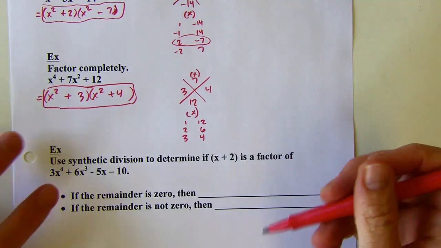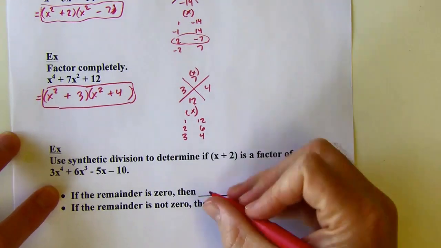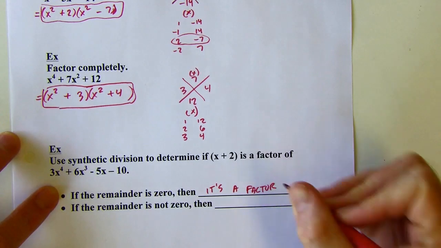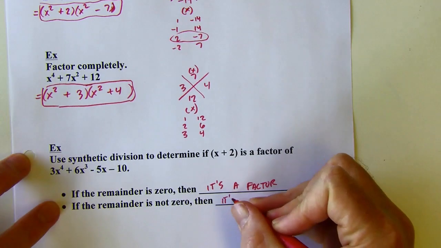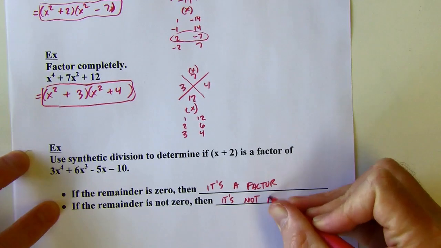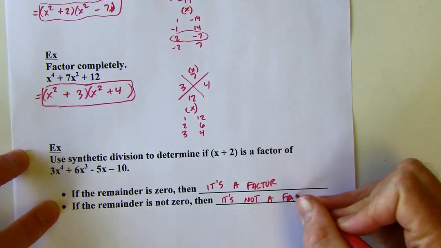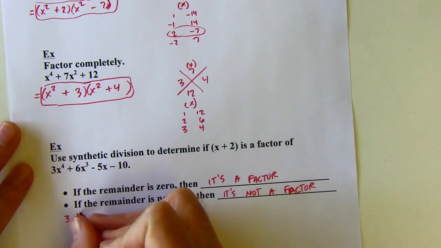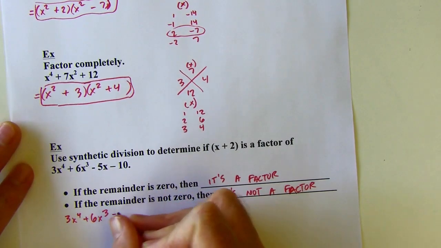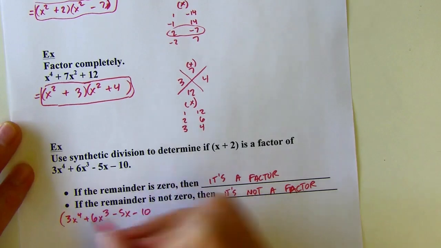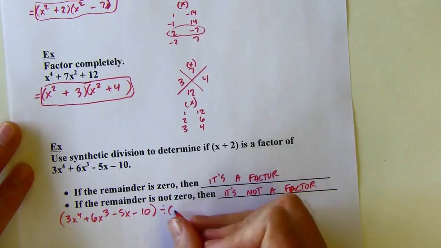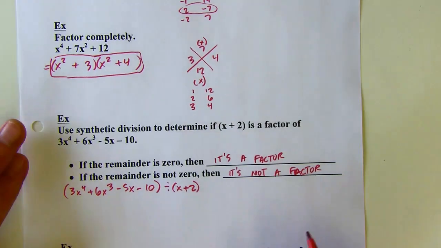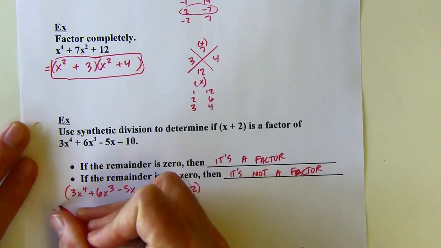Okay? So if the remainder is 0, then it's a factor. And if the remainder is not 0, then it's not a factor. So that means I can just divide. I can take 3x to the 4th plus 6x to the 3rd minus 5x minus 10 and divide that by x plus 2 and see if I get a 0 remainder or not. If it goes in evenly, that means it's a factor. Okay? I'm going to set this up with synthetic division. You could do long division if you prefer.